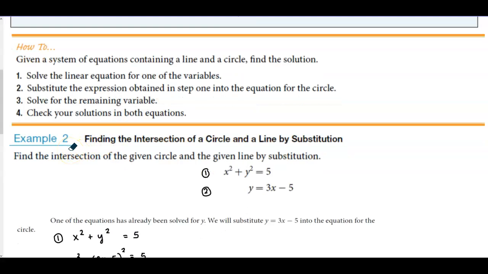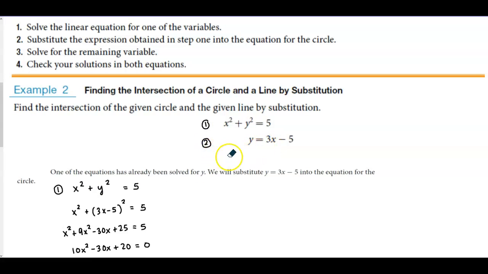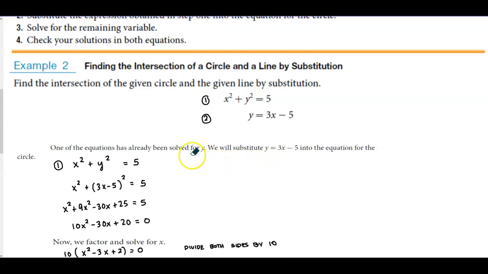So example number 2, we're going to find the intersection of the given circle and the given line by substitution. Equation 1 is the equation of the circle, which is x squared plus y squared equals 5. Equation 2 is the line, y equals 3x minus 5. One of the equations has already been solved for y, so we can substitute y equals 3x minus 5 into the equation for the circle.